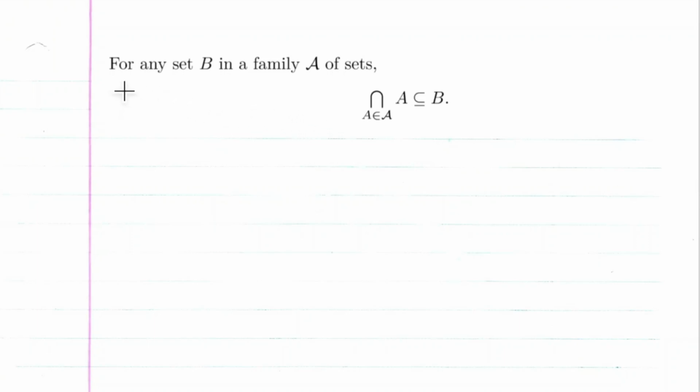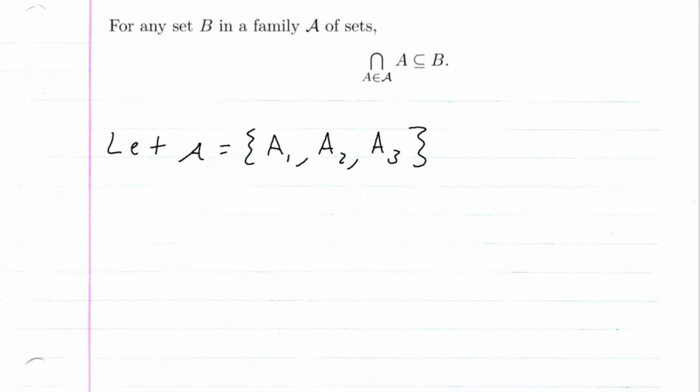Okay, so we're going to prove that for any set B in a family A of sets, the intersection of these sets is always a subset of any set in the family. So let's give a particular example. Let this family A be the set containing A1, A2, and A3. So let this family contain the sets A1, A2, and A3.